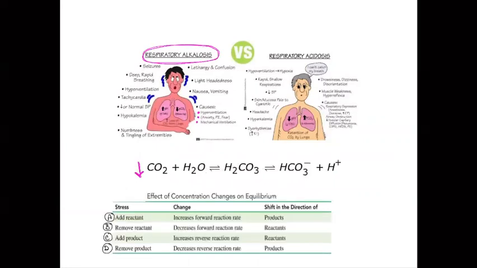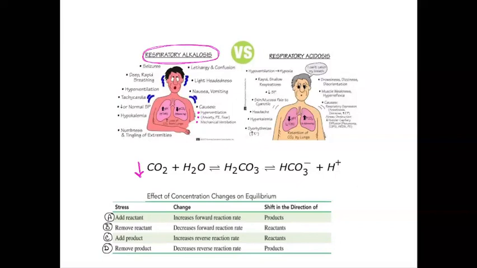Okay, so when we have respiratory alkalosis and we reduce CO2, what are we doing to the system? Are we adding reactant, removing reactant, adding product, or removing product? Which letter? A through D. Which letter is happening when we are lowering CO2? Thank you guys, exactly. We are removing reactant.